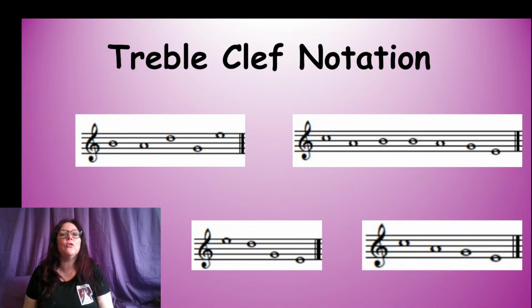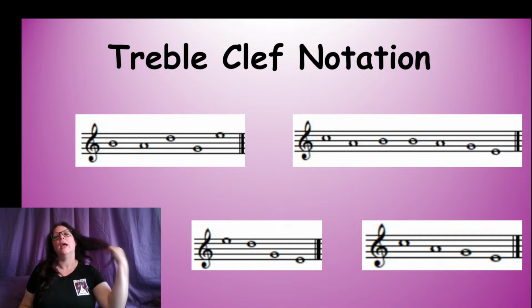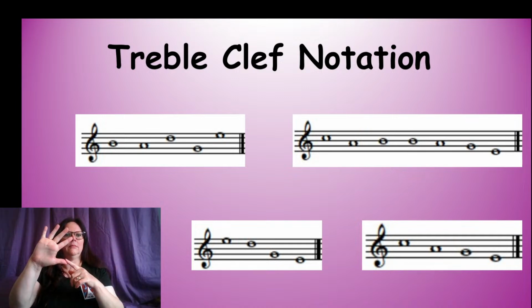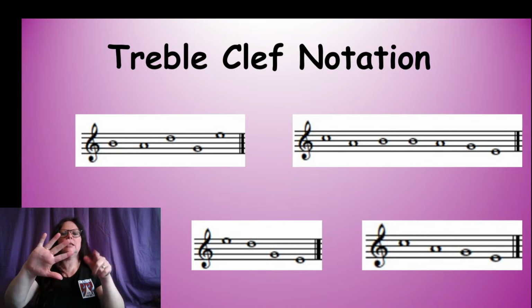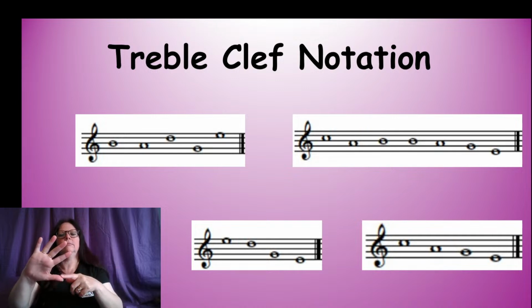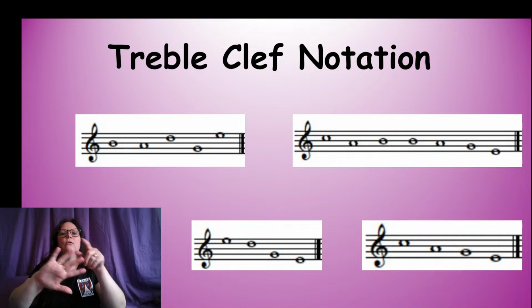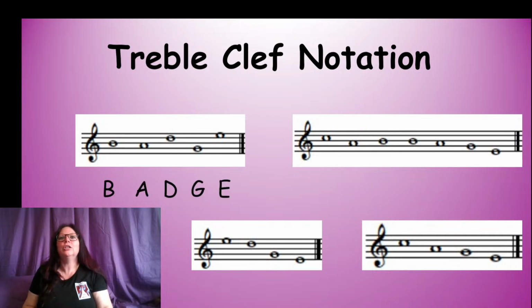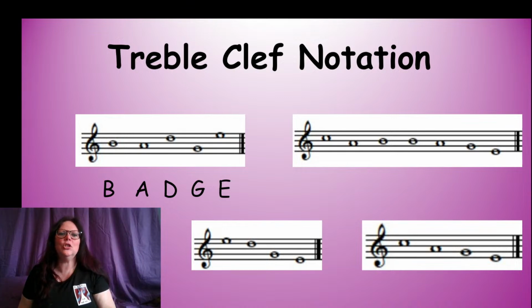Okay, so let's go through the answers, shall we? Because you obviously want to know what these words are. Let's go back to the first one. The first one, we've got third line, E, G, B, second space, F, A, fourth line, E, G, B, D, second line, E, G, and then the fourth space. And so the word is badge, B-A-D-G-E.